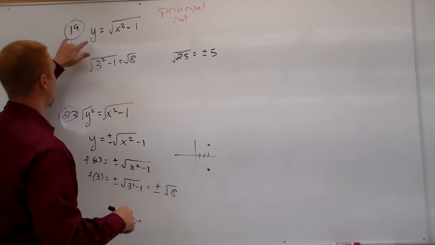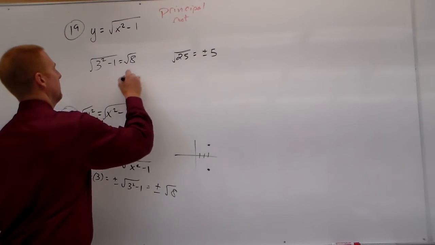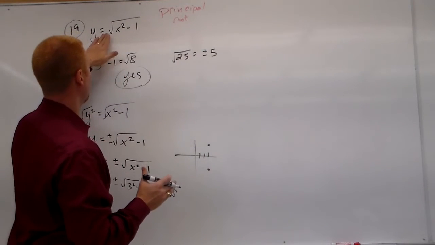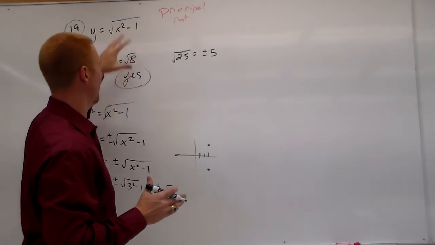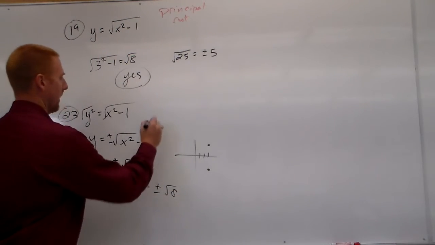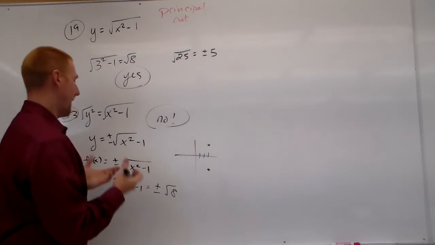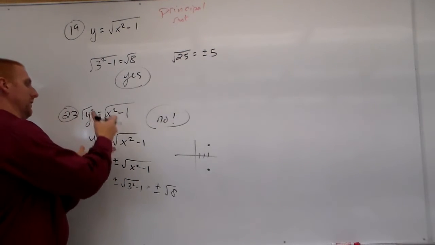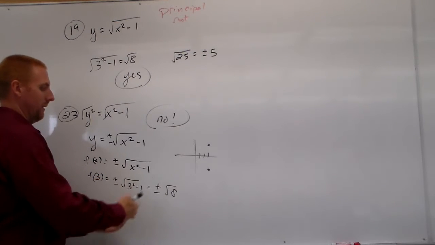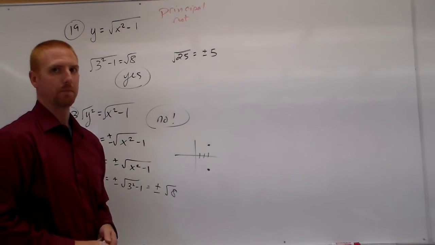So this one, 19, is a function. Just put that up there. Yes, function, because you're only looking at the positive values you get out when you take that square root. 23, not a function, because I've got to take a square root, which leads to plus and minus possibility, and any x I plug in, I'm getting 2 possible answers for y.